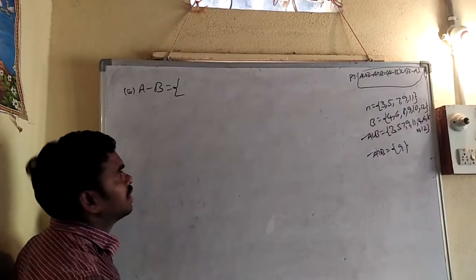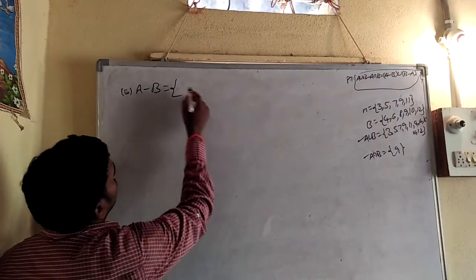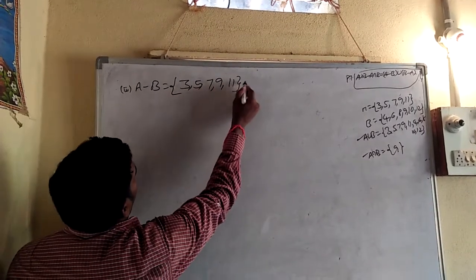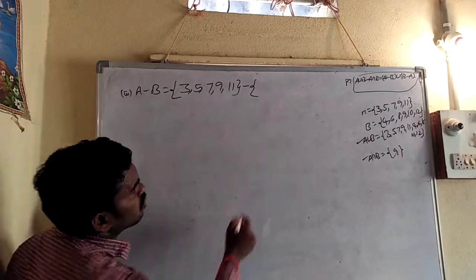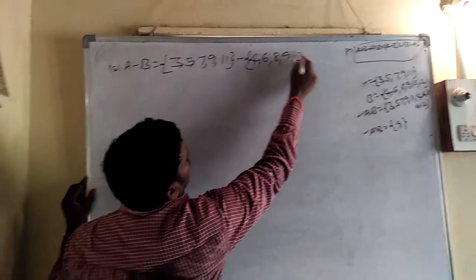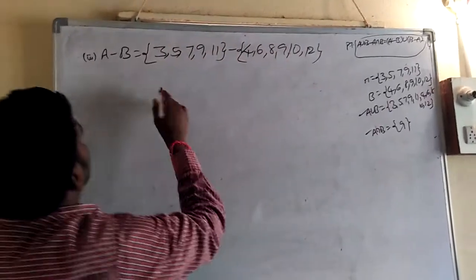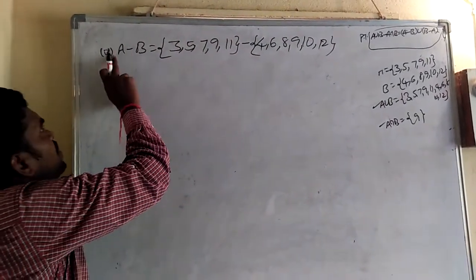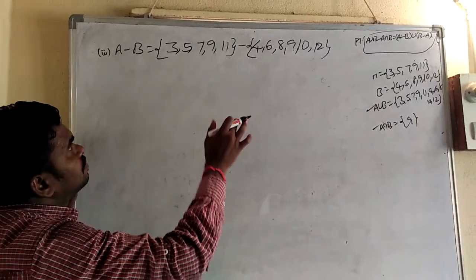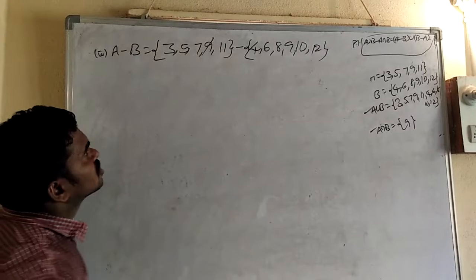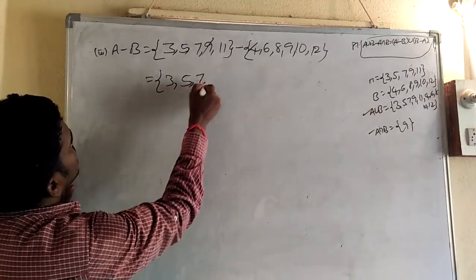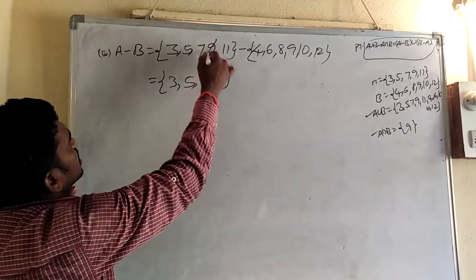A minus B. Okay. A means what? 3, 5, 7, 9, 11. Next minus B. B means what? 4, 6, 8, 9, 10, 12. Okay. Remove B from A. So what are B's in A? Remove them. So 9 is there in B. So 9 is removed. What are the remaining? 3, 5, 7, 11.